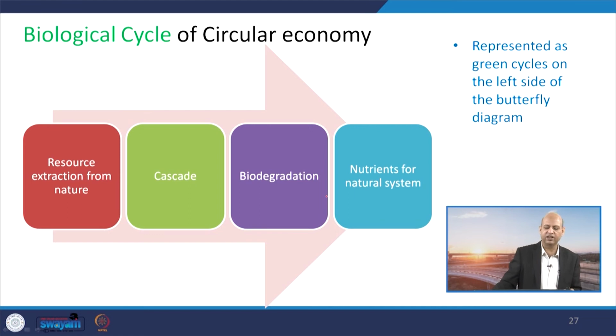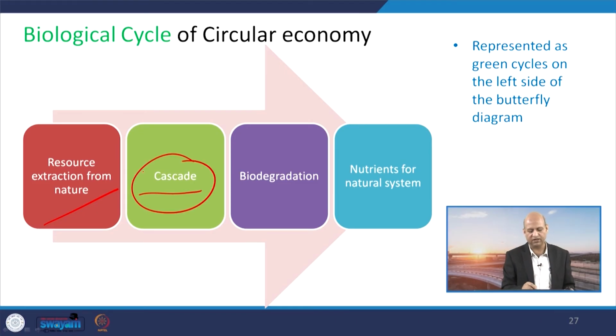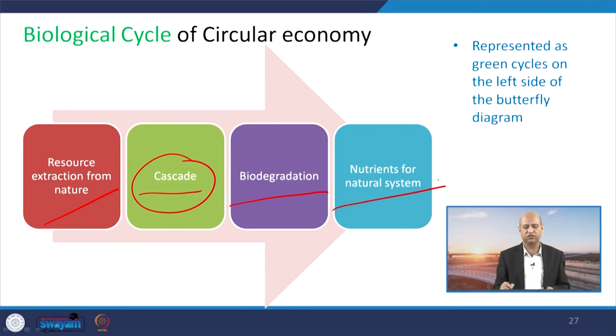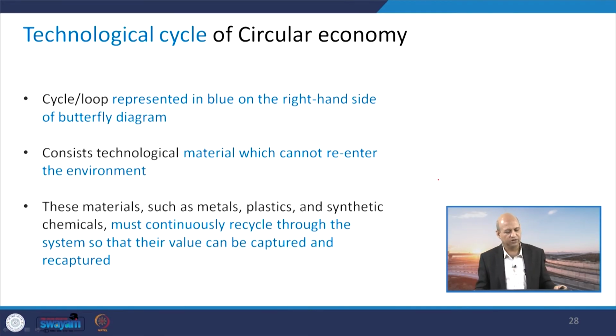Then the biological cycle of the circular economy can be represented as this green cycle. So, resource extraction from nature, and then cascading, as we have seen with this board A grade, B grade. So, those kinds of effects are there, and then you bring the so-called waste material to the biodegradation level, and it becomes the nutrient of the natural system. So, there is no waste, but basically some usable product at certain stages, and then ultimately it is a nutrient.